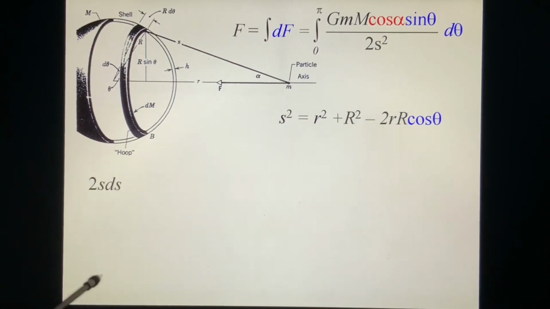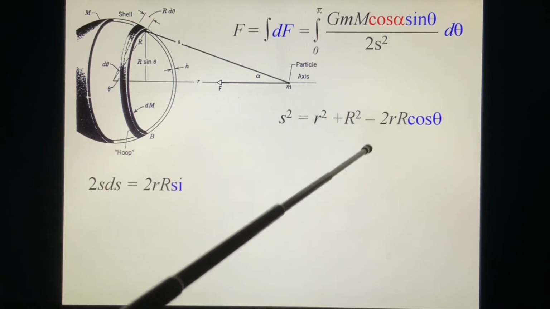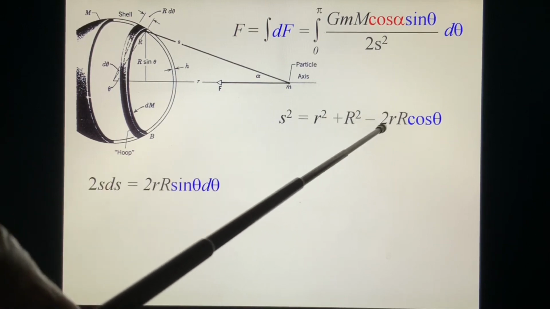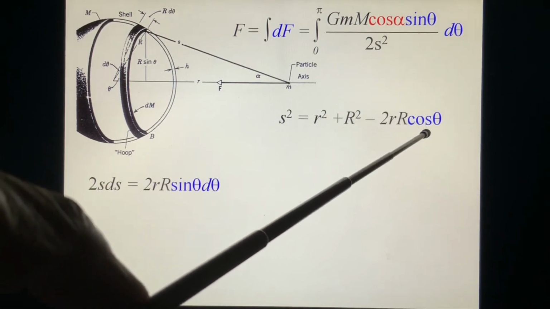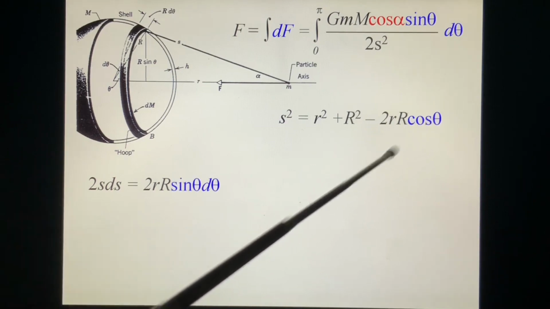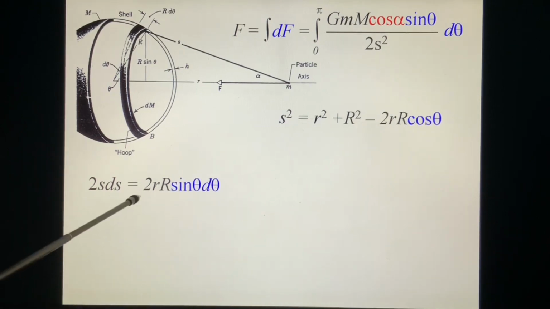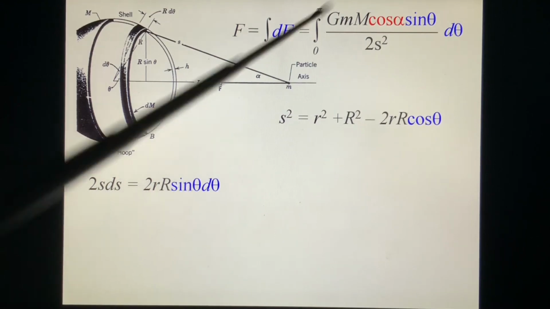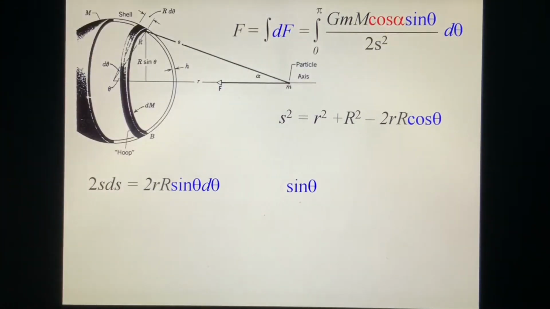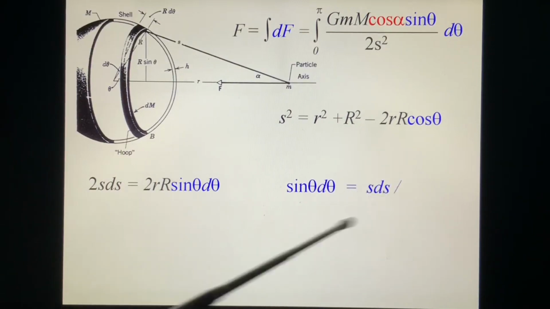We get 2s ds. This is 0, and this is minus 2Rr, and the derivative of cosine is minus sinθ dθ. Two minus signs give a positive. And we find sinθ dθ equals s ds over Rr.